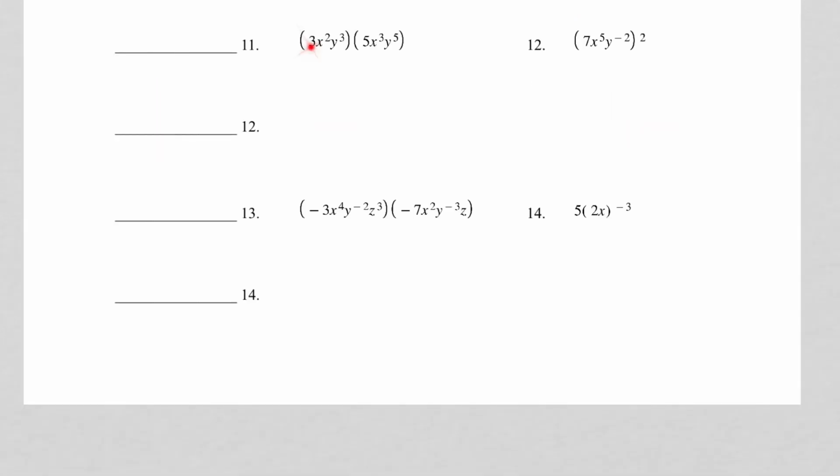So when we multiply this, we're going to multiply the 3 and the 5 to get 15. And then we have an x to the 2 plus 3 is 5. And we have a y to the 3 plus 5 is 8. And there's nothing else you can do to simplify, so that's the answer.